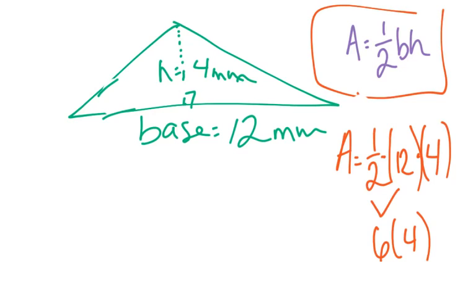Maybe I don't know my 12s tables as well, but I know my 6 tables. That's just my personal strategy. If you want to do half of 4 is 2 and then multiply that times 12, you go for it. Either way, you're going to get 24 is your area.